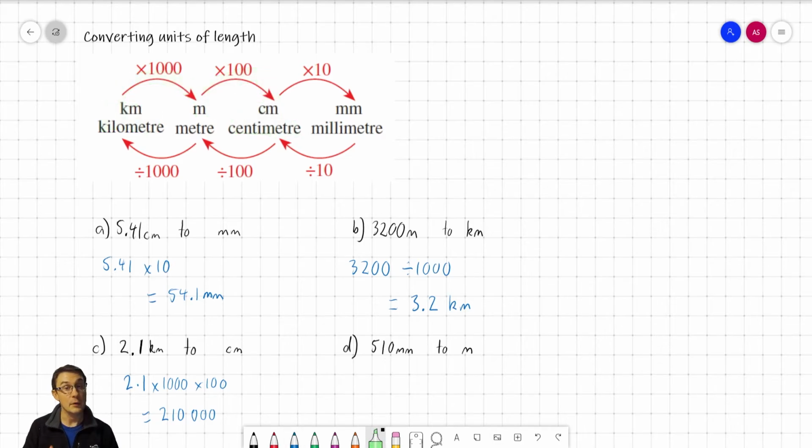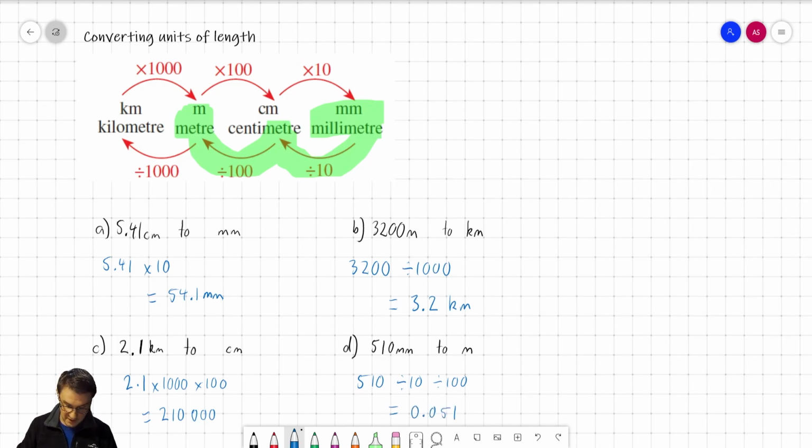Going through the process, this is going to end up giving us 210,000 in this case. All right, now in part D, we've got 510 millimeters, and we need to convert this into meters. If we're starting at this point here, we need to follow the arrow, which is divide by 10, which gets us to centimeters, which isn't far enough. So we've got to go again before we get to meters here. In this case, we take 510, and we follow what's asked on the arrows. We need to divide by 10 before dividing by 100 as well. When we work this out, we end up with 0.051, and that's going to be in meters.